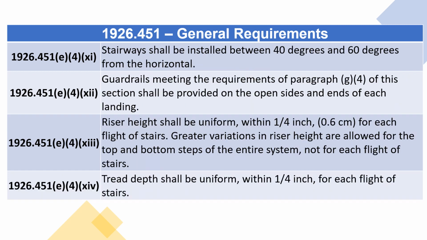1926.451(e)(4)(xi) through 1926.451(e)(4)(xiv). Stairways shall be installed between 40 degrees and 60 degrees from the horizontal. Guardrails meeting the requirements of paragraph (g)(4) of this section shall be provided on the open sides and ends of each landing. Riser height shall be uniform, within a quarter inch (0.6 centimeters) for each flight of stairs.